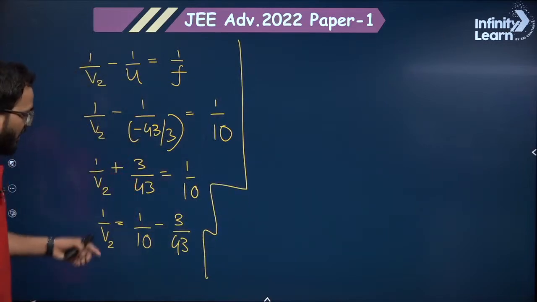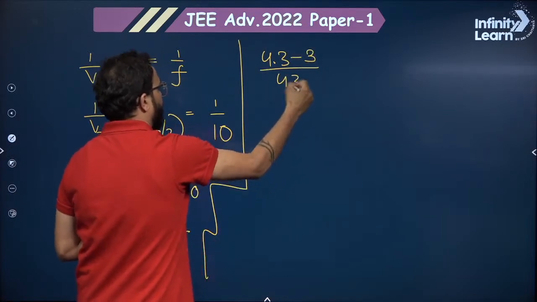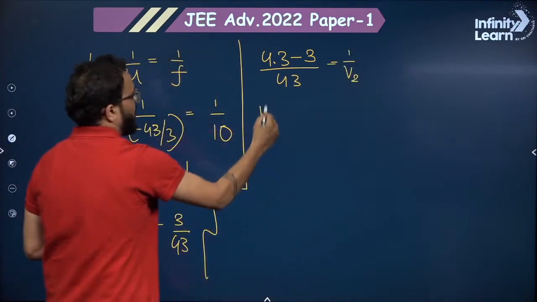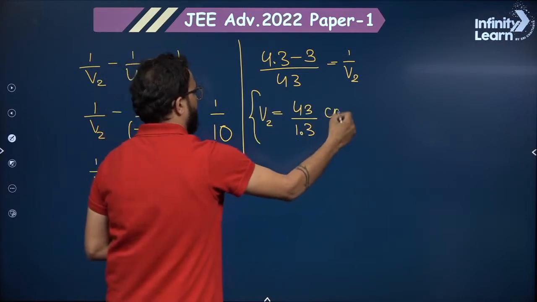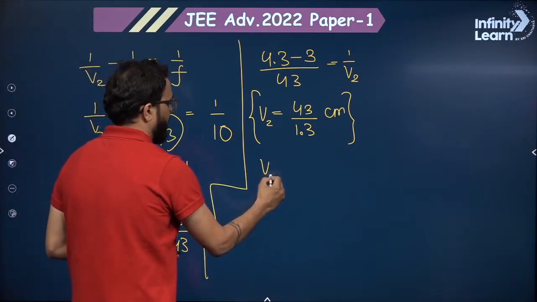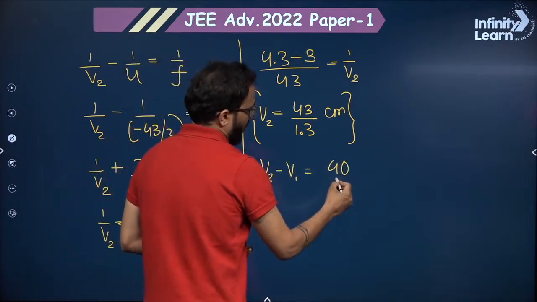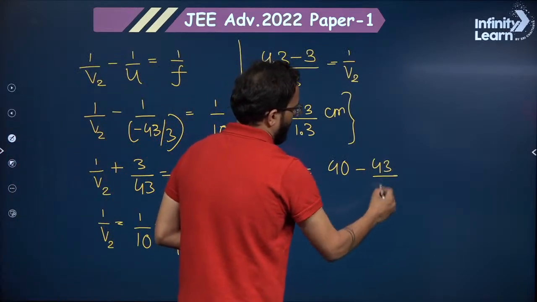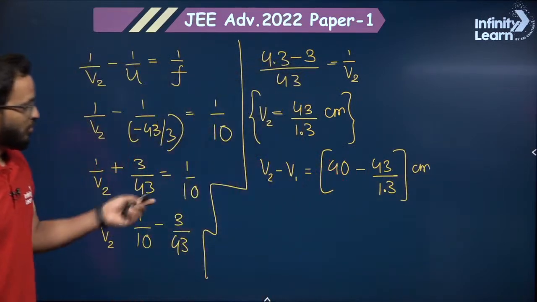So we can say from here 1 by V2 is 1 by 10 minus 3 by 43 centimeter, right? So how much will this be? It will be 43 minus 30 upon 430, which is 1 by V2. So V2 will be 430 upon 13 centimeter, right? Now that difference we want to know, okay? What is the difference? V2 minus V1 or V1 minus V2, that is 40 minus 430 upon 13 centimeter, right? So do this, okay?